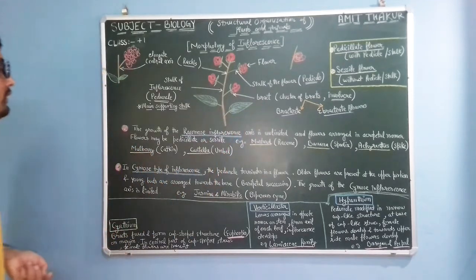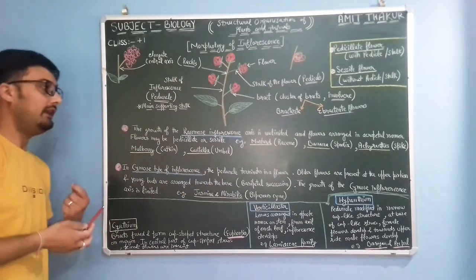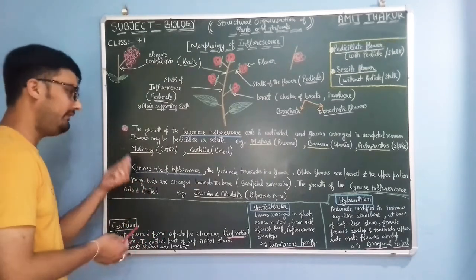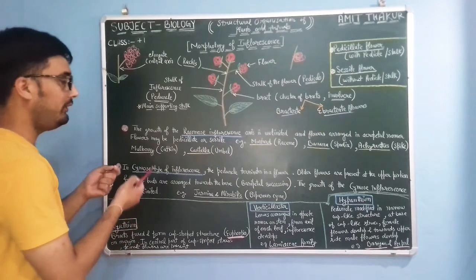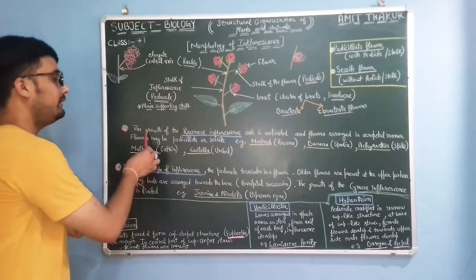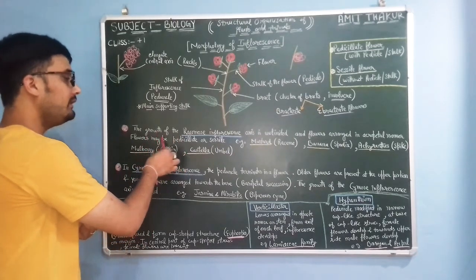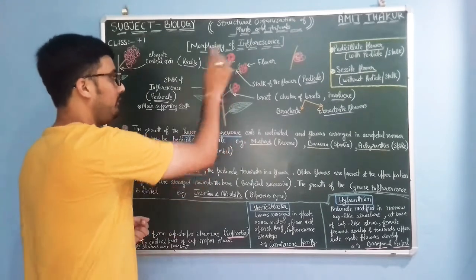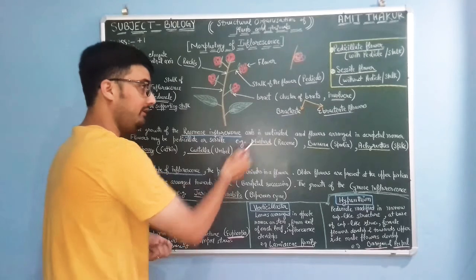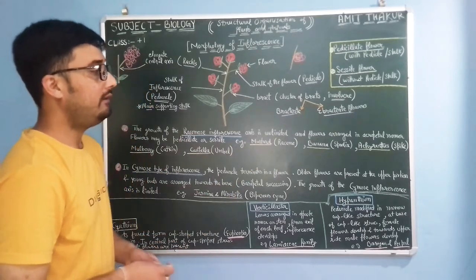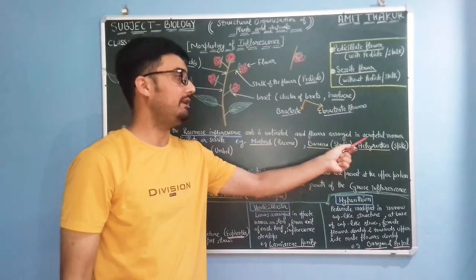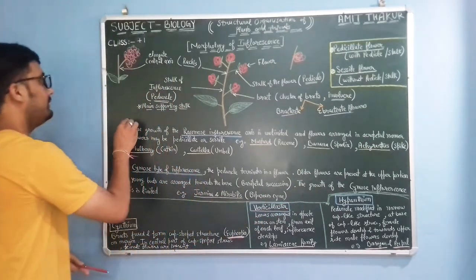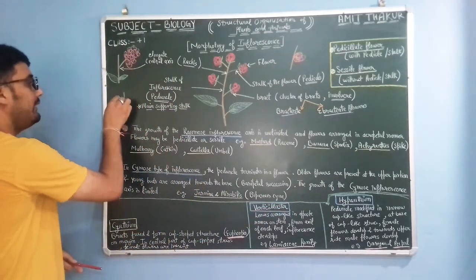Okay. So as we have studied earlier about racemose and cymose types of inflorescence, let's do some important points. Again, the growth of racemose inflorescence axis, यानी इस axis की बात हो रही है, is unlimited, and the flowers are arranged in acropetal manner. जैसे आप लोगों ने कल किया था ना एक चीज ये, ठीक है, acropetal manner.